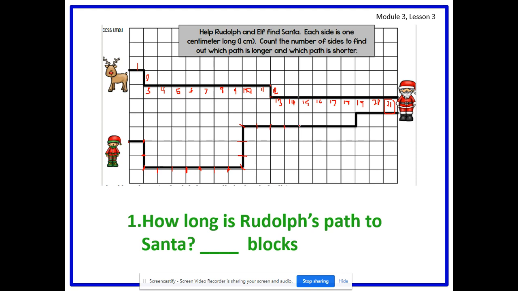Just make sure that you know that we're counting the lines, not the squares. So from here to here, and then here to here. Almost done. Okay, now let's count. Ready?